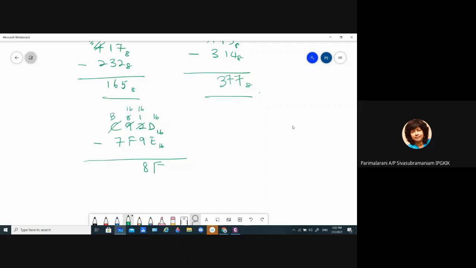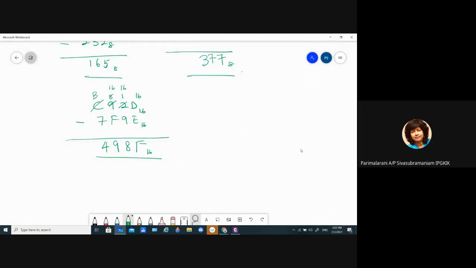Am I right here? F is 15. F is 15. Oh, sorry. Okay. F is 16 minus 15. 1. 1 plus 8 is 9. Okay. So B minus 7. B is 11. 11 minus 7 is 4. Okay. So only the hexadecimal is not really difficult, but it's just that you have to be a little bit careful. Okay, let's just try one more for hexadecimal.